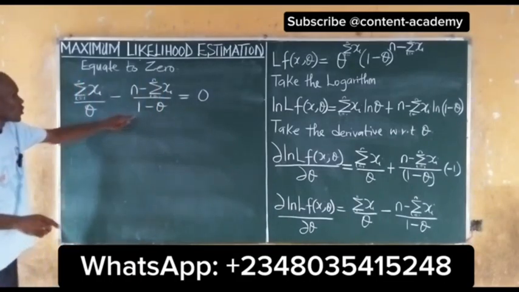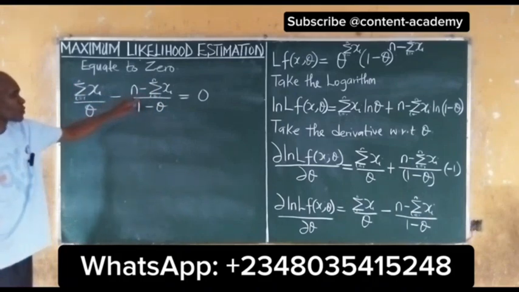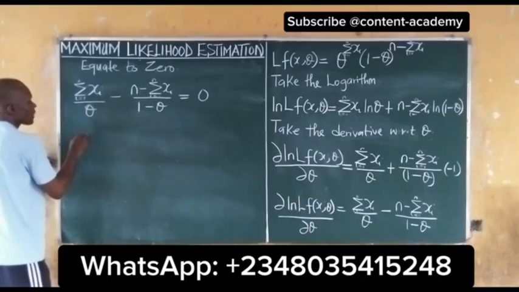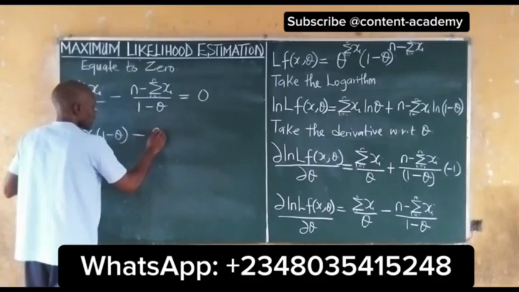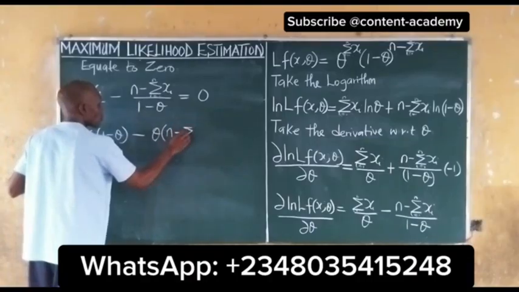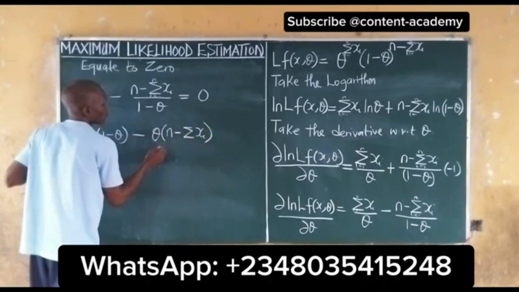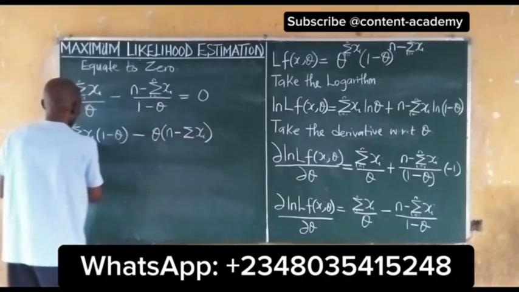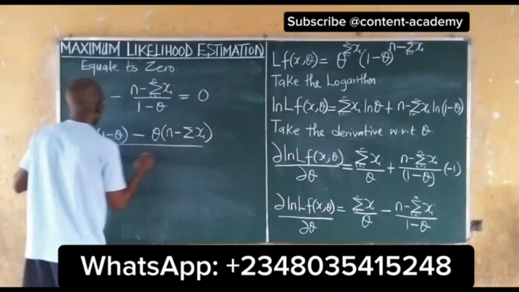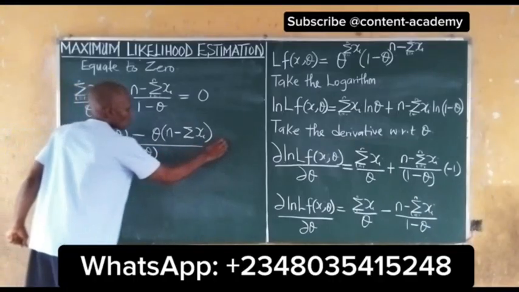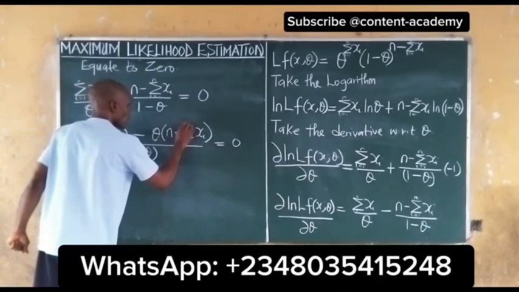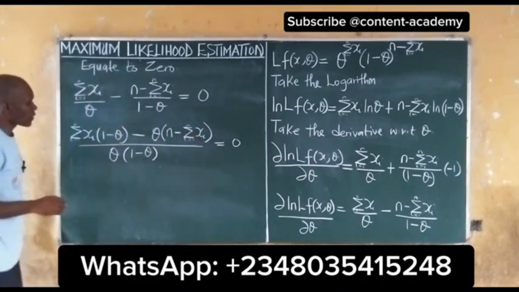So the next thing to do is to cross multiply. We cross multiply. So we have summation of xi, as i running from 1 to n, into 1 minus theta, minus theta into n minus summation of xi, all over, if you take the LCM of this and this, we get theta into 1 minus theta, to be equal to 0, as i running from 1 to n. So this is what we get.